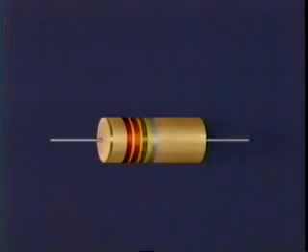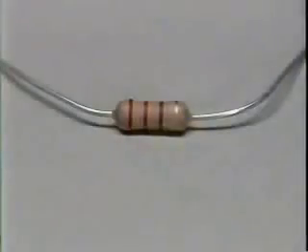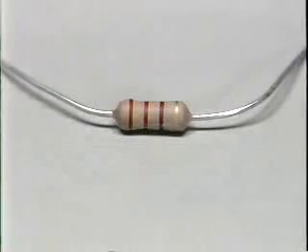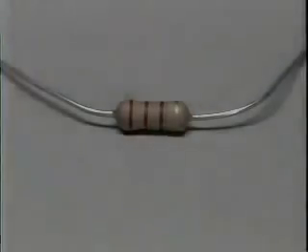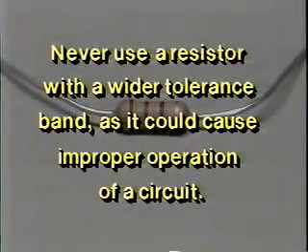In general, resistors with a 10% tolerance are suitable for average circuit use. For more critical work, such as radio circuits, resistors with a 5% tolerance would be preferred. A 5% tolerance is indicated by a gold band as the fourth band. Closer tolerances are not required except for very critical circuits. As a general rule, when you have to replace a resistor, you should always replace it with one having the same tolerance rating. Never use a resistor with a wider tolerance band, as it could cause improper operation of a circuit.